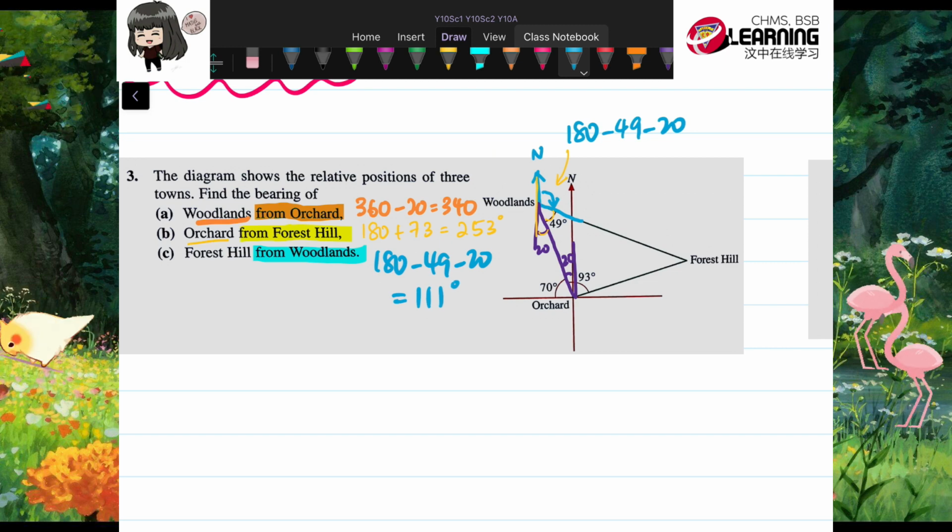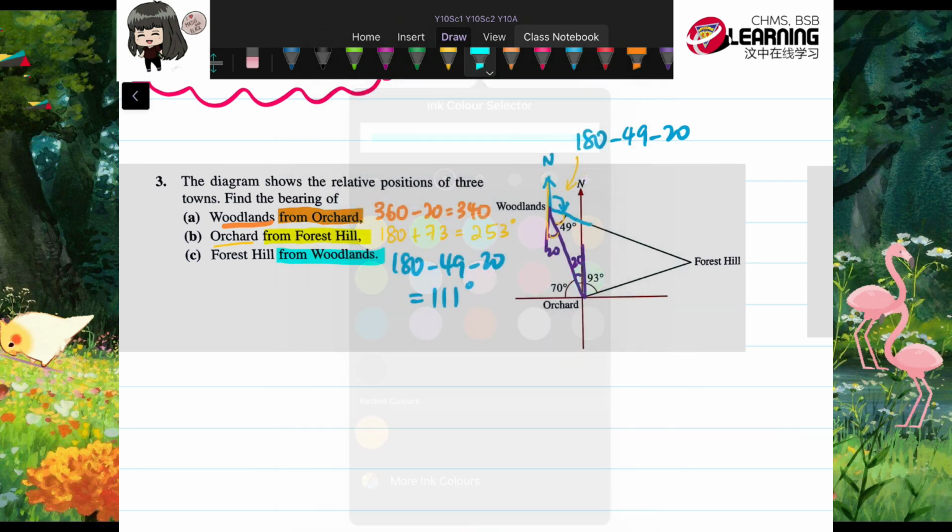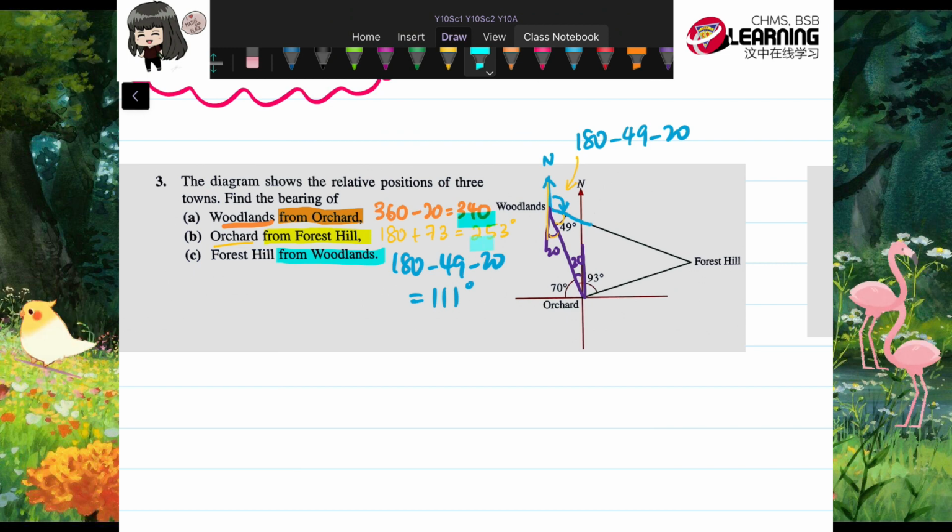Okay, alright, that's for question number 3. Okay, for those who get the answer already, please tick the answer: 340, 253 and 111. Okay, please tick on the answer.